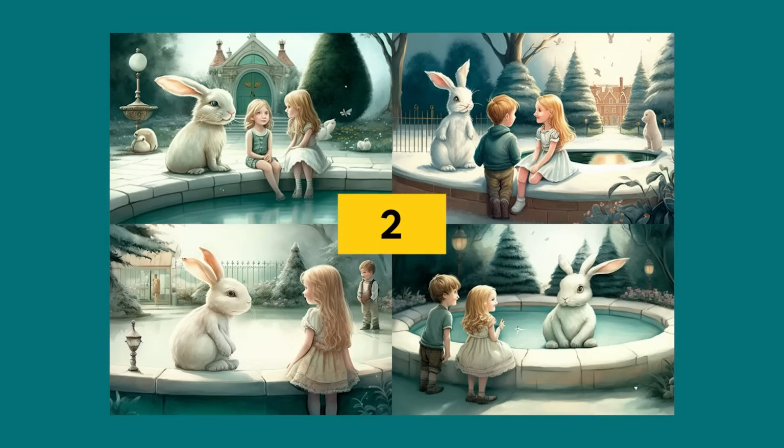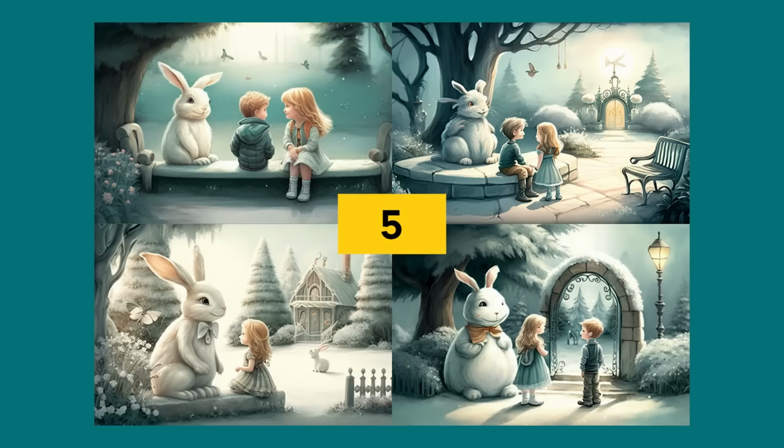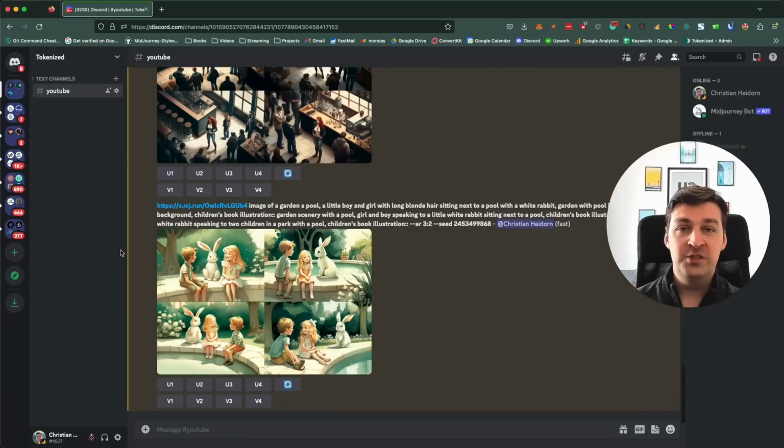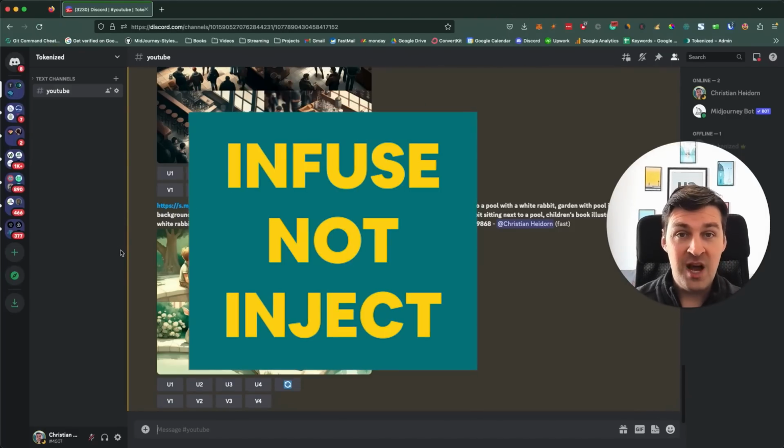And if I increase the weight to something a little bit more extreme, such as 5, here's what we get. As you can see, the style is still mostly the same. However, it's starting to go more and more off the rails. The rabbit is slowly starting to morph into a snowman, and the kids look increasingly different, and sometimes they even disappear altogether. But obviously, you don't always want to use such extreme values. We're trying to infuse, not inject.